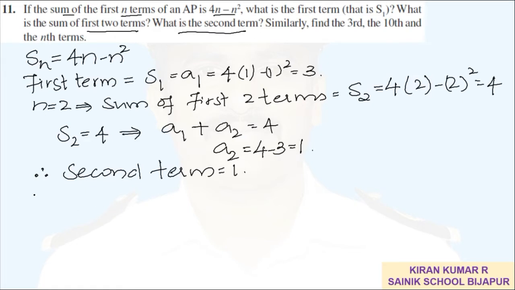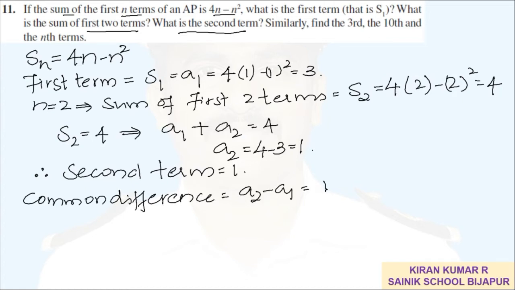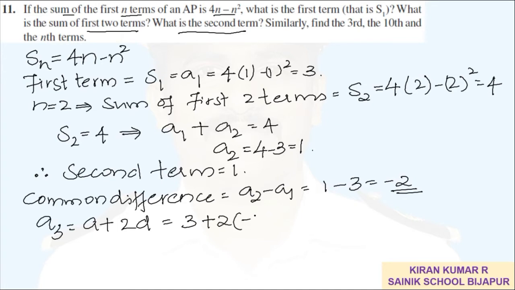Now I need to find the third term. Before finding the third term, I would like to find out the common difference. So the common difference will be the second term minus the first term, A2 minus A1. So 1 minus 3, negative 2. Now I will find out the third term, A3 is a plus 2d. This will be equal to a value is 3 plus 2 times negative 2. We get it as negative 1.